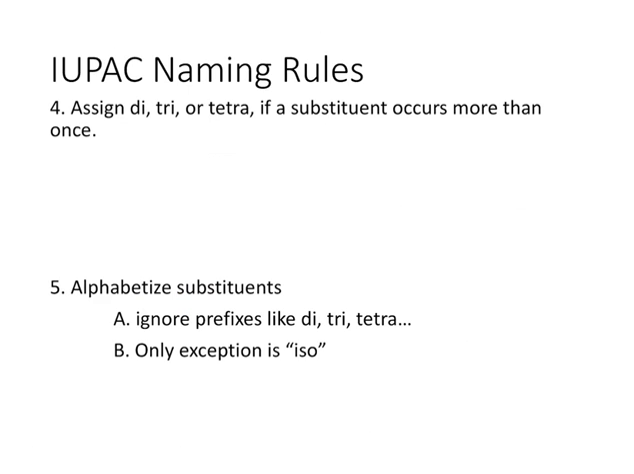All right. Now, there are a few more rules we have to go over. Number 4 says to assign di, tri, or tetra prefixes if a substituent occurs more than once. Okay, so let's look at an example of that.